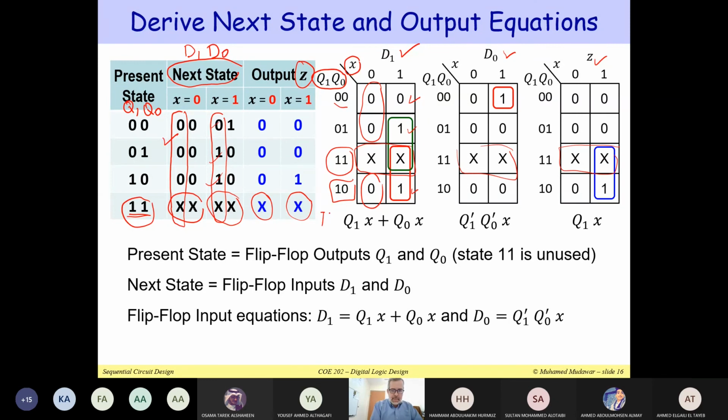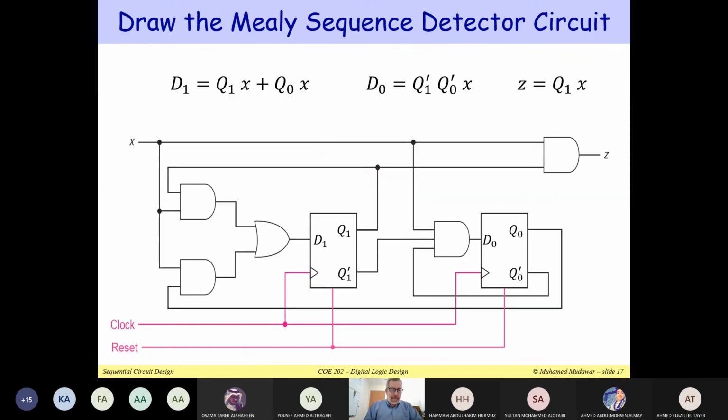So this is D1 equal to this equation. This is D0 equal to this equation, and this is the output Z equal to this equation. So we have the equations at the inputs of the flip-flops. This is my next state equations. And we have the output equation for Z. Notice that the output equation depends on X. There is X here because this is a Mealy sequential circuit. So you can see that the output depends not only on the present state, but also on the input X.